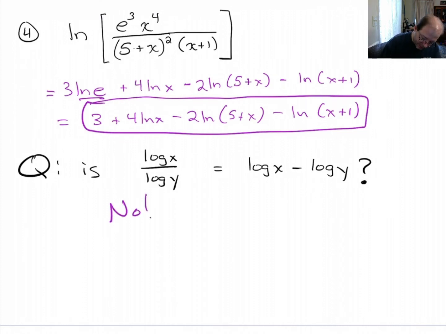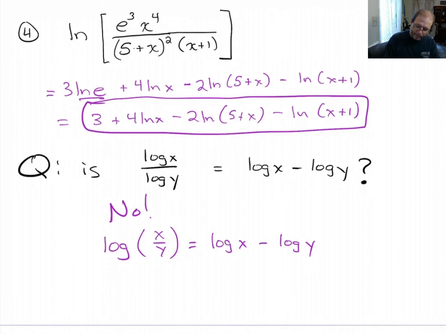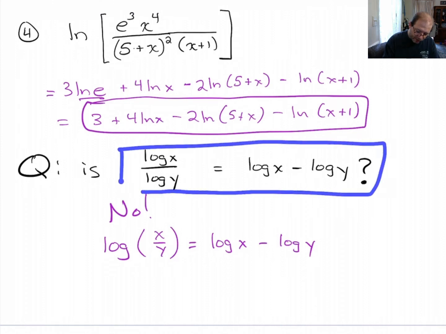The quotient rule says this. Log of x over y is log x minus log y. That's not what this is up here. This is a quotient where you've got a log on top and bottom. This is a log of a quotient. So this up here, this is a common mistake people make. So don't fall into that trap.